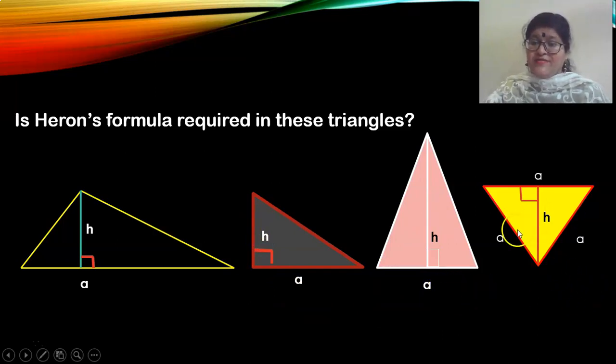Now here, the three sides are mentioned, but at the same time the height is also given and the base is also given. So you may as well use half into base into height, where the base is A and the height is H. In case you use Heron's formula in this, you will get the same value. This is an equilateral triangle because all the three sides are equal. So in these four figures, Heron's formula need not be used. You just have to use the formula half into base into height.